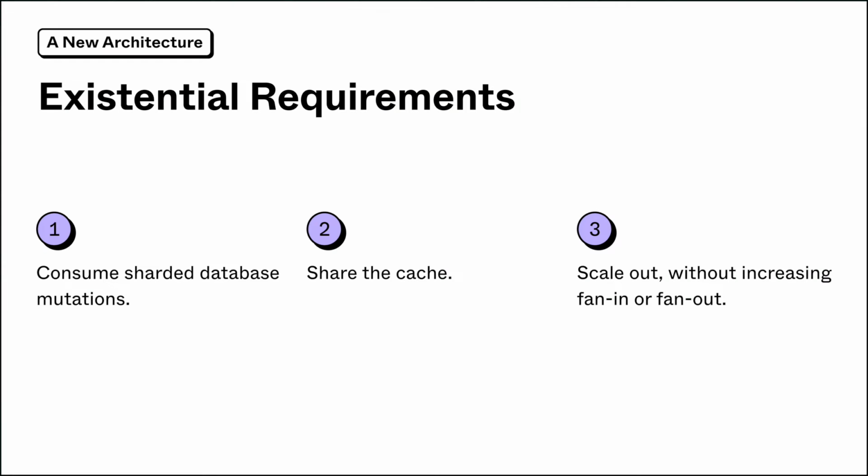So the existential requirements, on top of everything that LiveGraph already needs to be, it's the surface that the product engineers interact with. Of course, we need to deliver things with low latency, but as we're scaling up, these are the things that we're worried about. One, we need to be able to consume sharded database mutations.